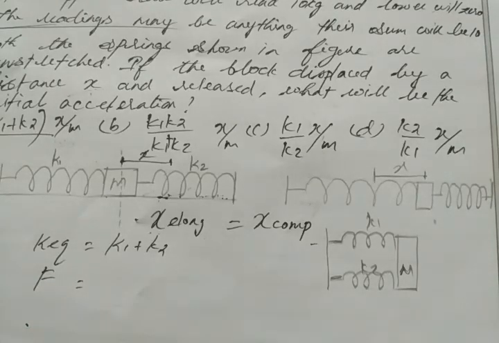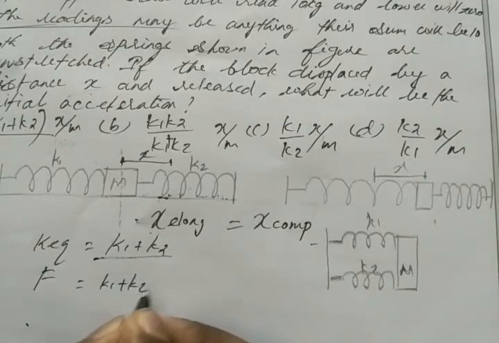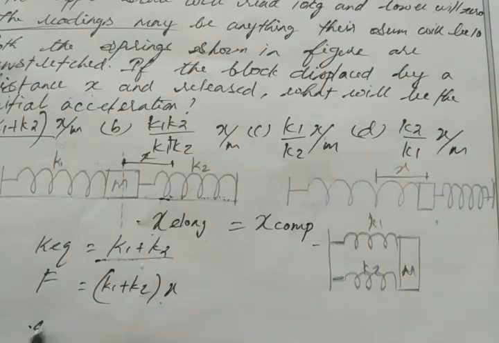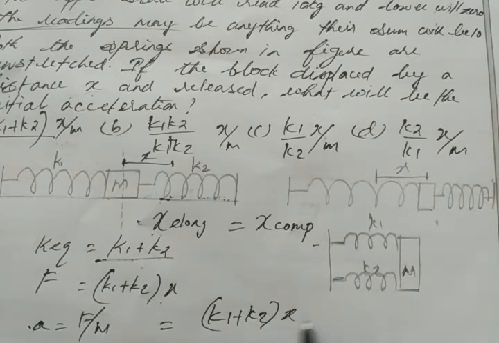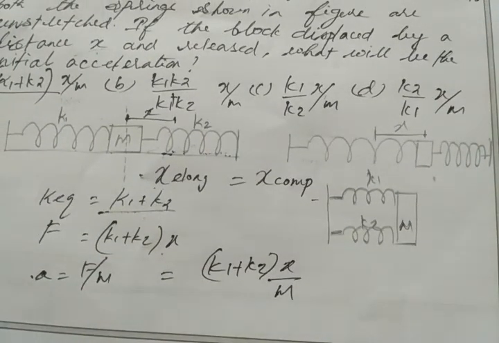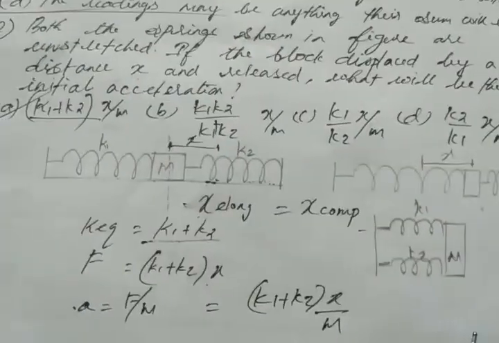So what is the force? The force formula is Kx. So here K is K1 plus K2, then x. Both experience the same displacement, so I put x here. Then what will be its acceleration, which is asked in the question? Acceleration equals force per net mass. So force is (K1 plus K2) x and mass is m. So option A is correct: (K1 plus K2) x by m.